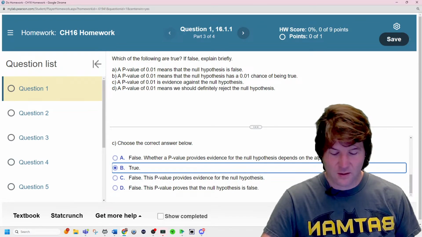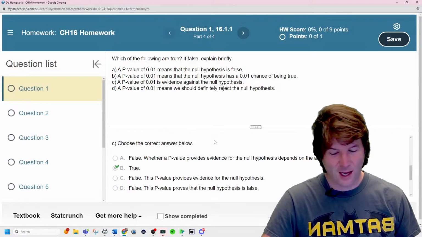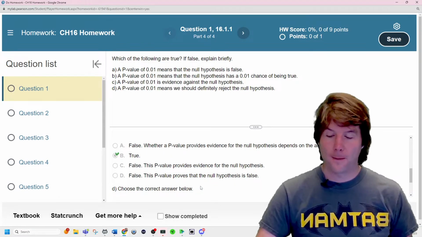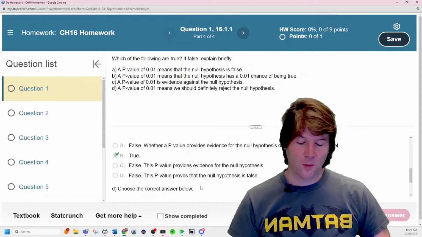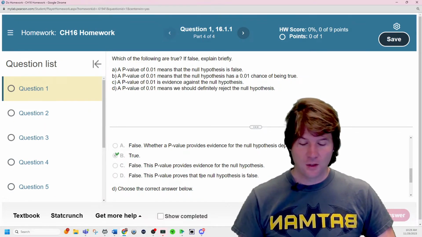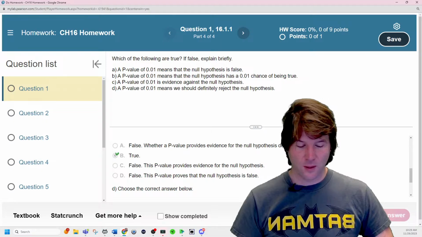Whether a p-value provides evidence, sufficient evidence, we could say. I do not like that answer. I'm glad this is multiple choice, multiple attempt. I would say a p-value of 0.01 is often sufficient evidence when using an alpha of 0.05. So whether a p-value provides evidence for the null depends on the alpha level.